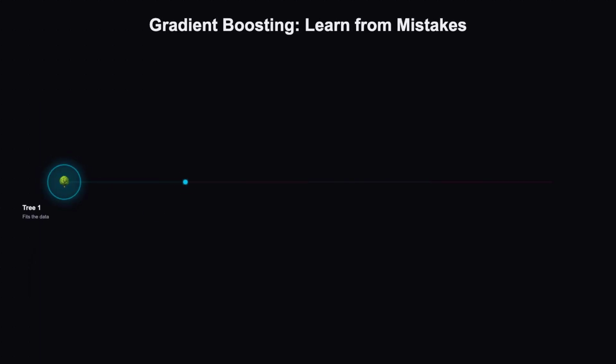There's an even more powerful technique, gradient boosting. Instead of training trees independently, you train them sequentially. Each new tree focuses on the mistakes of the previous trees. XGBoost, LightGBM, and CatBoost are the most popular implementations. Gradient-boosted trees win more Kaggle competitions than any other algorithm.